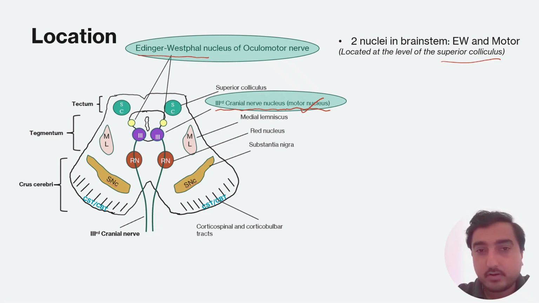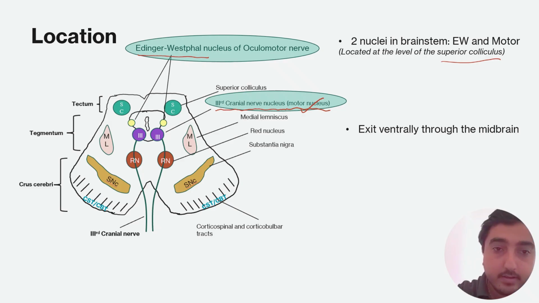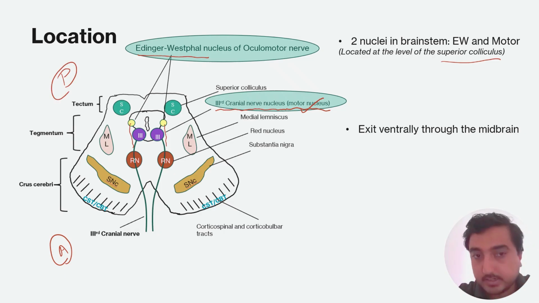At the level of the inferior colliculus, we don't have these nuclei. We rather have the nuclei of the trochlear nerve. All right, and from these nuclei, the fibers descend downwards and exit ventrally or anteriorly. This is the anterior portion, this is the posterior portion. They exit anteriorly to reach the eyes.